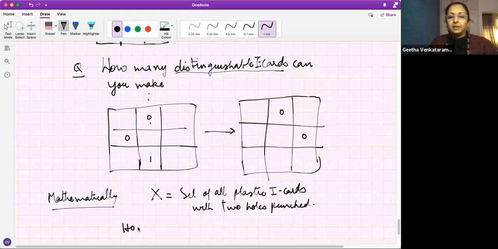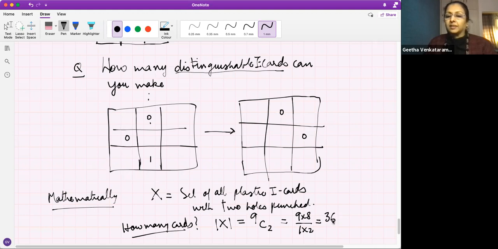And how many cards? I'm no longer asking about distinguishable cards. How many cards? That is, what is the order of X? How do you decide what the order of X is? You have these 9 grids, 9 little squares, and you have to create a card by punching 2 holes. So it's just going to be 9 choose 2. Okay. So that is 9 into 8 upon 1 into 2. So this is 36.